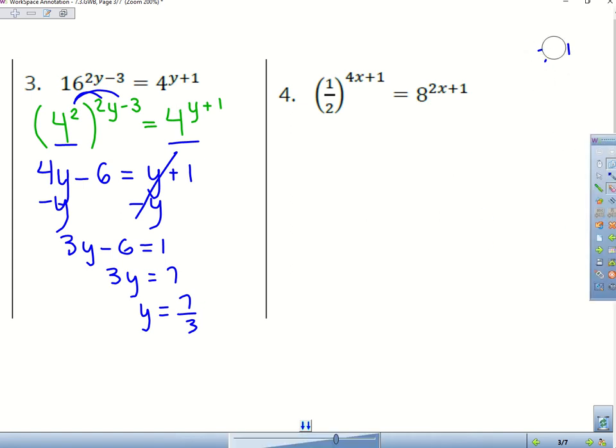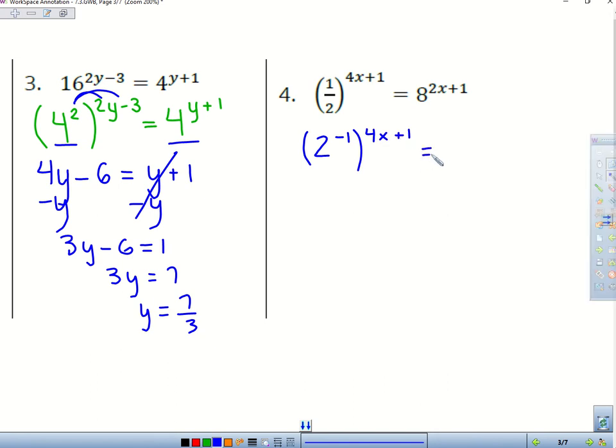So I can rewrite 1 over 2 as 2 to the negative 1 power, right? Whenever you want something to come out of the denominator, you can put it to the negative power if it's already a positive power. Now how can I rewrite 8 so that it has a base of 2? 2 to the third power. 2 to the third.